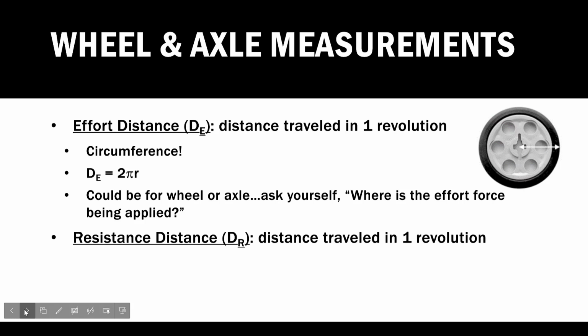The resistance distance is also the distance traveled in 1 revolution. And to save space in notes for you guys, I only wrote down the formula. DR also equals 2 pi r, the circumference, and then just refer to the rest above. It could be the wheel, it could be the axle, but either way, it's just the distance traveled in 1 revolution.